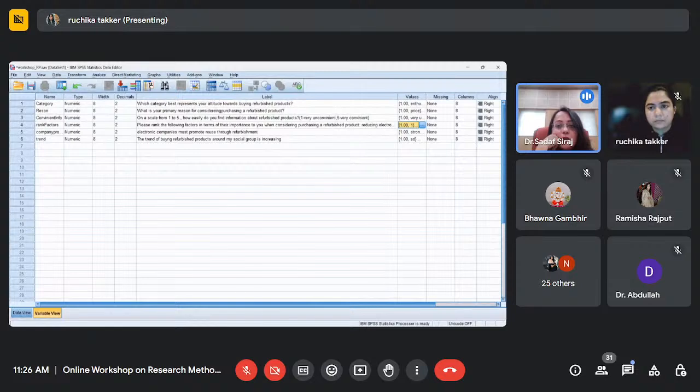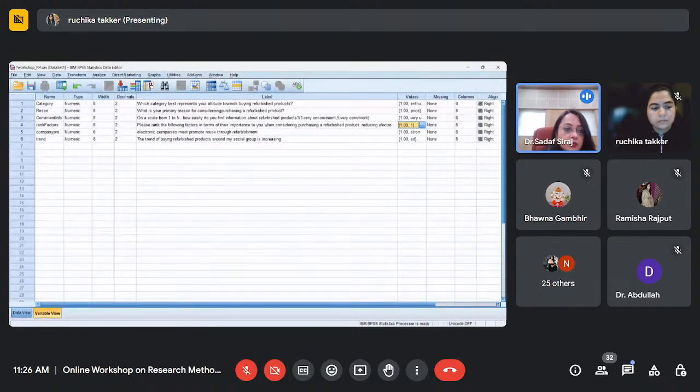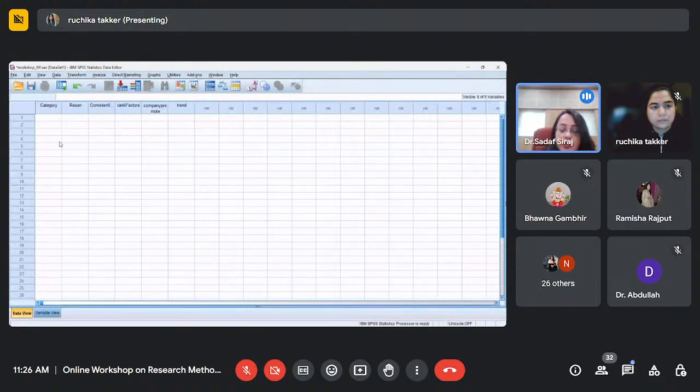And all the values are put in the column of values. Now click on data view. Ruchika, just click on data view. So when you have created the variable view, you will find when you click on the data view, the columns are created for all the questions, right? So the first question that you had was regarding the category of the consumer. The second was the reason for buying refurbished product. The third was, what was the third? It was something to do with the convenience, right?